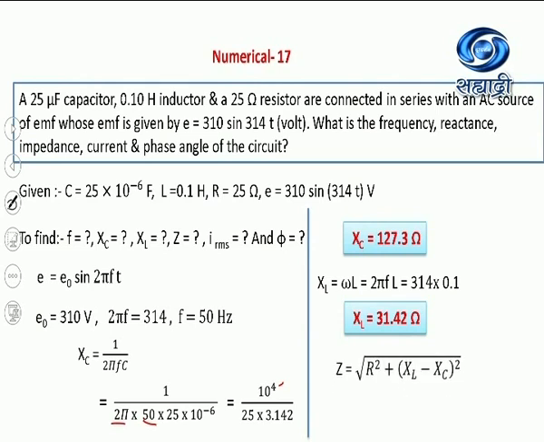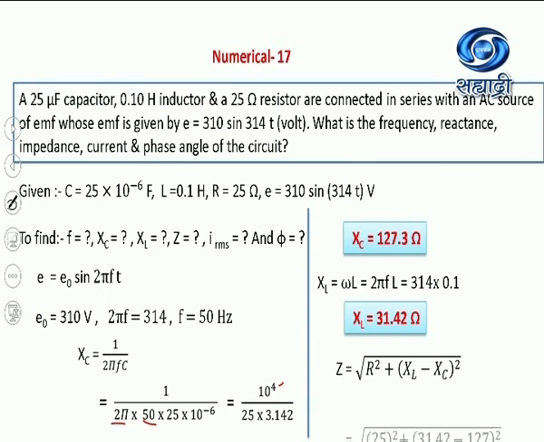Then we have to find the impedance. For an LCR series circuit, what is the formula for impedance? Z is equal to root of R square plus XL minus XC bracket square. Now remember the values of R, XL, XC. What is the value of R here? 25. XL is equal to 31.42 and XC is 127.3.